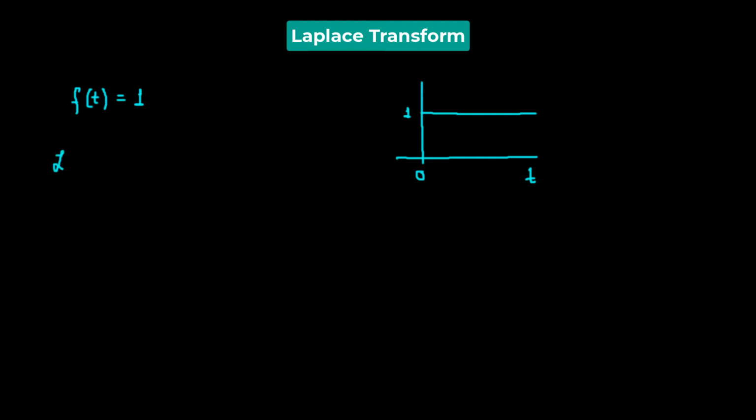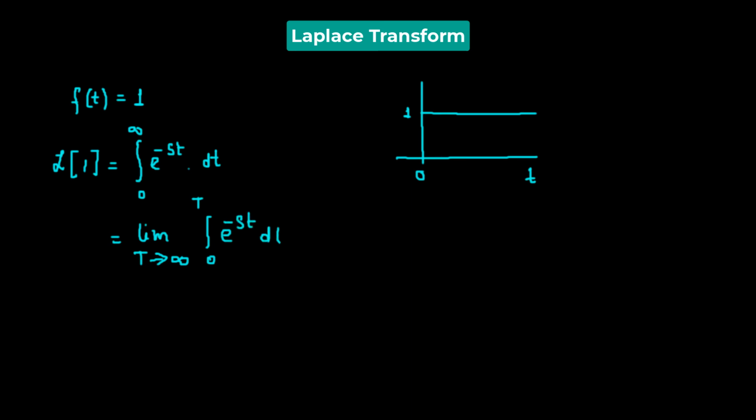Now the Laplace transform of 1 is simply equal to the integral from 0 to infinity of e raised to the power of negative st times 1 times dt. Now this is an improper integral because the limits are from 0 to infinity. So in order to solve this particular integral, we are going to use the definition of limits. So we have the limit as t approaches an infinitely large number of the integral from 0 to t of e raised to the power of negative st dt.